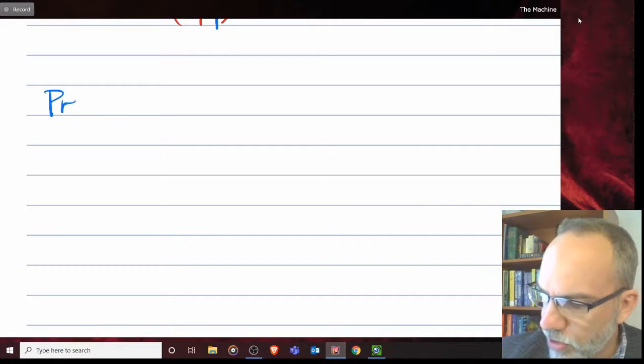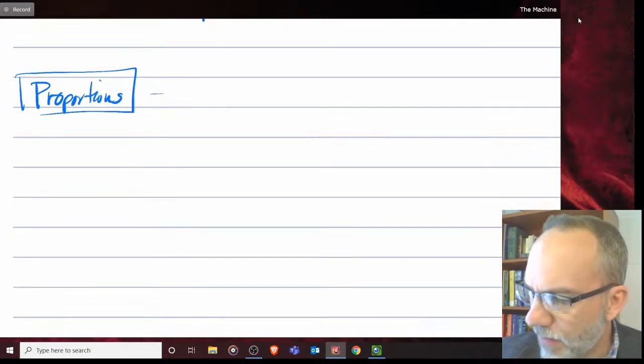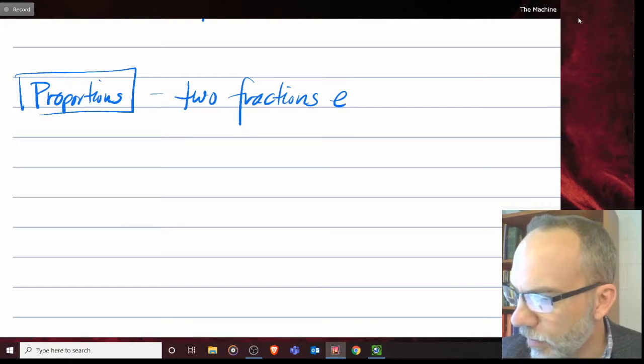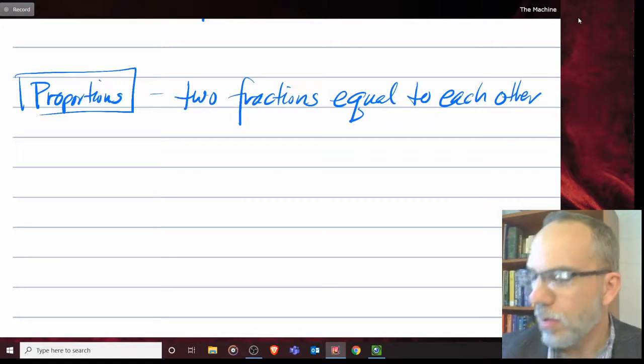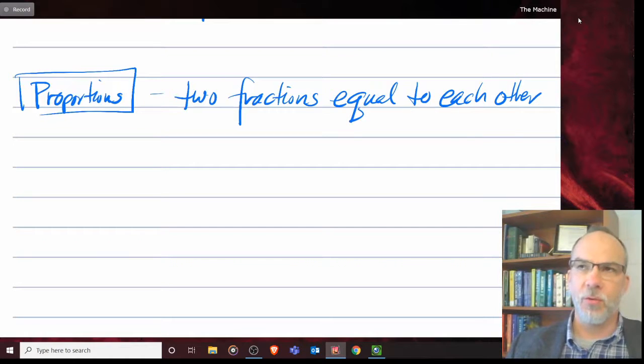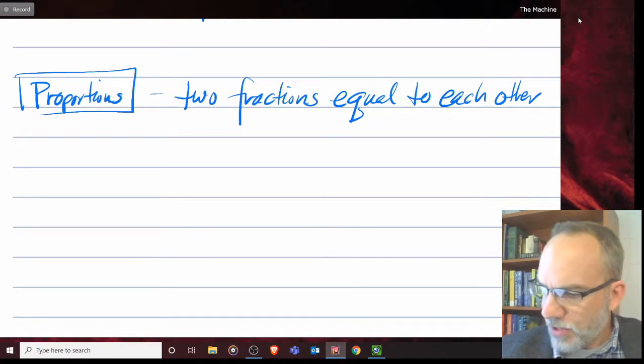Next, let's talk about proportions. Proportions are a unique arrangement. They are two fractions that are equal to each other. And we kind of saw this a little earlier when we were reducing fractions and so forth, or we were comparing those two win-loss ratios. But let's talk about two fractions equal to each other.